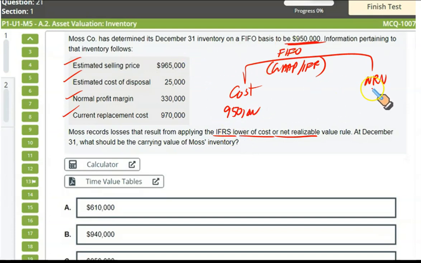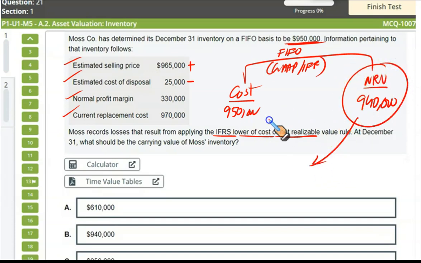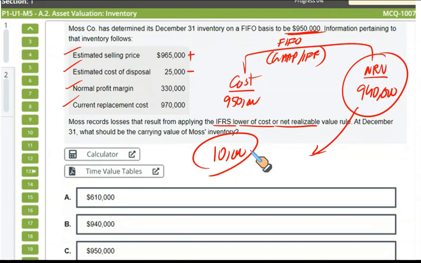And what is NRV? NRV is the final selling price minus cost to sell minus cost to complete. This is all revision, you have done it. 965 less 25 gives you 940. IFRS and US GAAP tell us that under FIFO method, you need to compare cost with the NRV. Take the one that is lower. Since NRV is lower, this is going to be your new basis and you need to write off a loss of 10,000. So at December 31st, what should be the carrying value of the inventory? 940. And what would be the loss to be written off? 10,000. So that means 940.